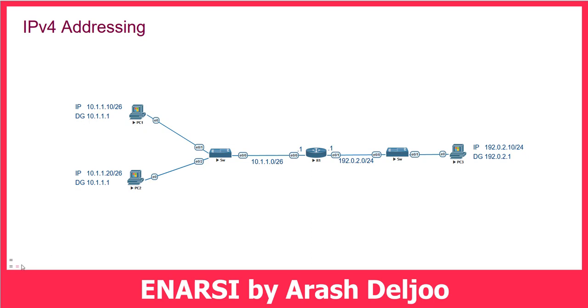Let me give you one example. Here, assume that we are configuring this IP address for PC1, 10.1.1.70/26. Okay, this is the IP address of PC1, and here, as you can see, we are using /26, which means 255.255.255.192 as the subnet mask.